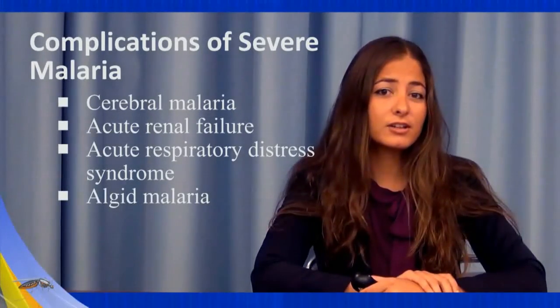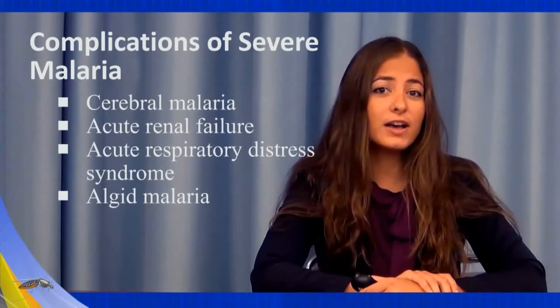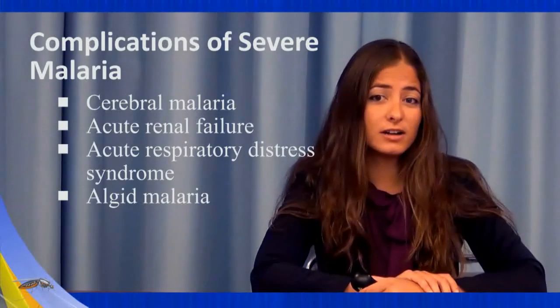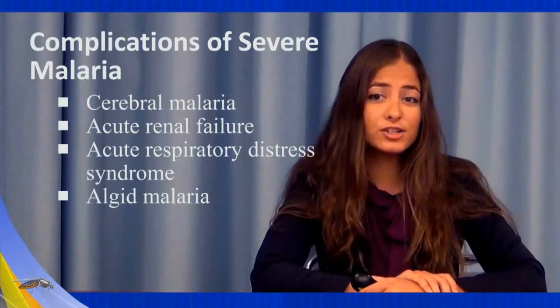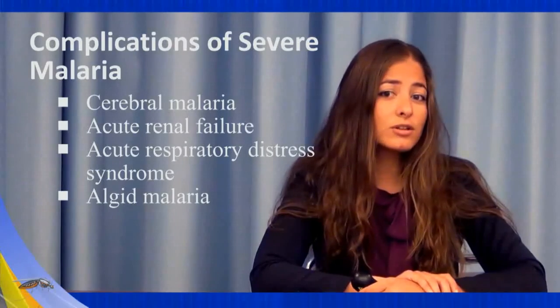Algid malaria, algos means cold in Latin, is an acute shock syndrome with vascular collapse. The symptoms are typical for shock of any etiology, including severe hypotension, rapid faint or impalpable pulses, and oliguria, which may lead to anuria.